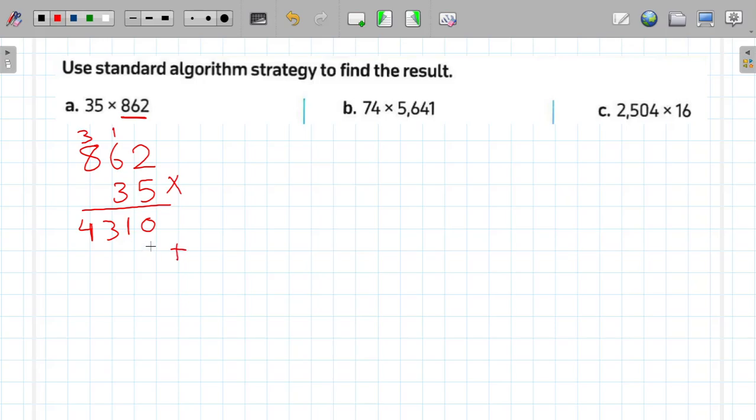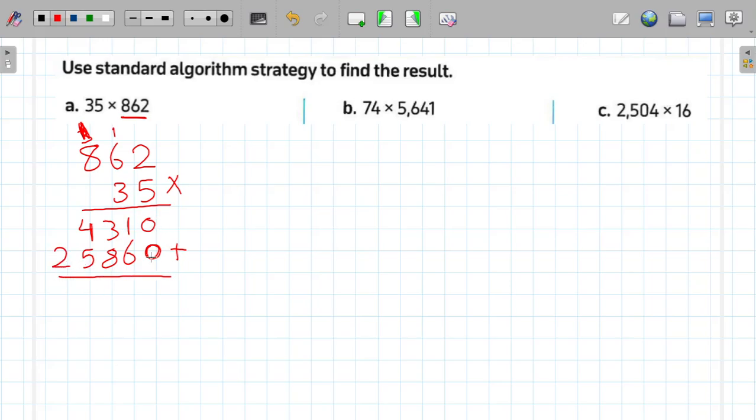Next, I will write just 0 and I will multiply by 3. So 3 times 2 equals 6. 3 times 6 equals 18. So I will write 8 and carry up 1. 3 times 8 equals 24, and 24 plus 1 equals 25. So I have 5 and 2.